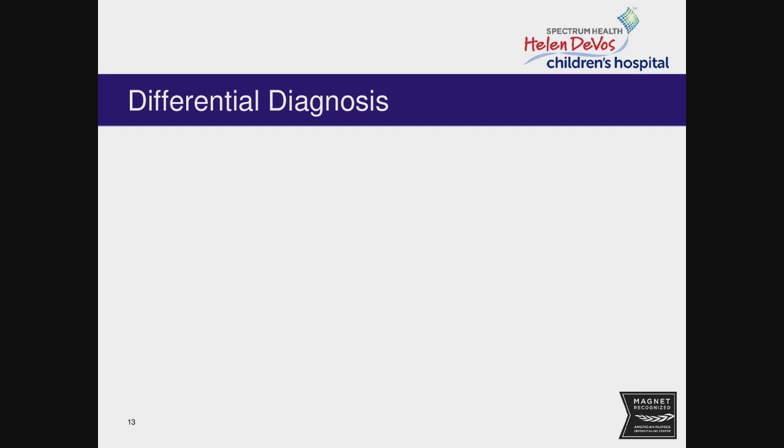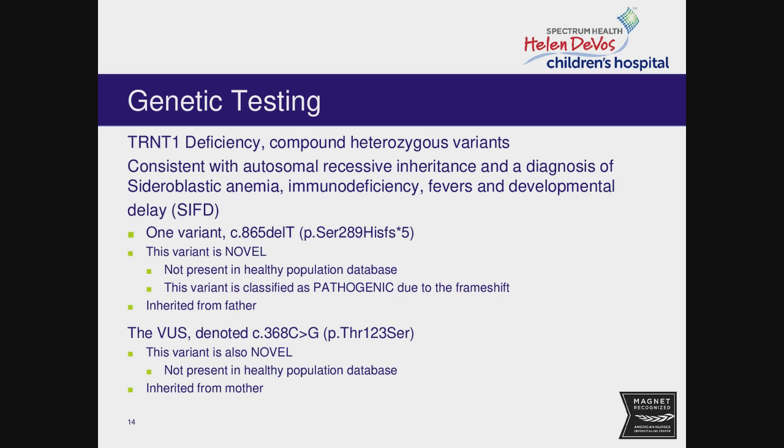All right. Very good. Well, we did refer to our colleagues in the genetics department, and he did have a fever syndrome panel, which was positive for one pathogenic variant and one variant of uncertain significance in the TRNT1 gene. So ultimately, he was diagnosed as a compound heterozygous for TRNT1 deficiency, which is consistent with an autosomal recessive inheritance of sideroblastic anemia, immunodeficiency, fevers, and developmental delay, or SIFD.